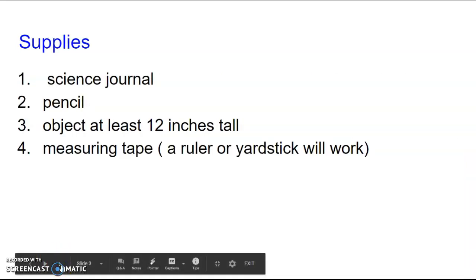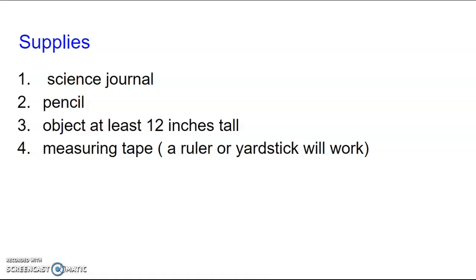These are the supplies that you are going to need for your investigation. You're going to need your science journal or a piece of paper, a pencil, an object that's at least 12 inches tall. I have more details about that in a minute. And then a measuring tape. A ruler or yardstick would work also, but if your family has a measuring tape that you could use, that's going to be what's going to work best for you.